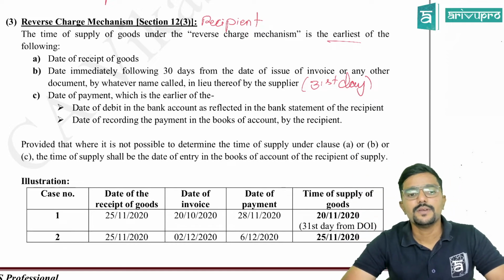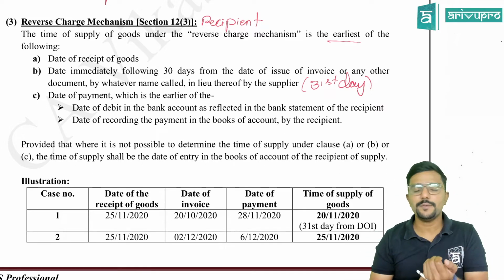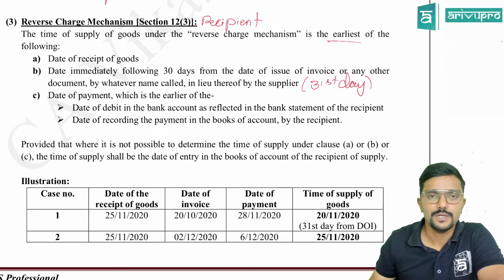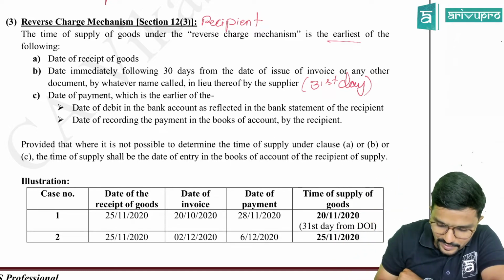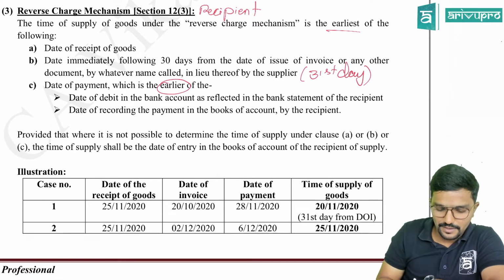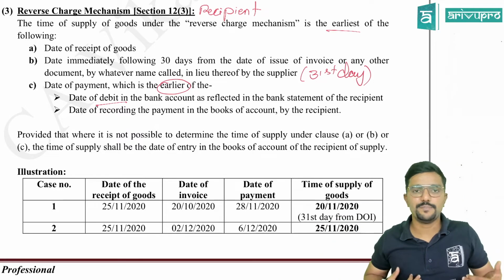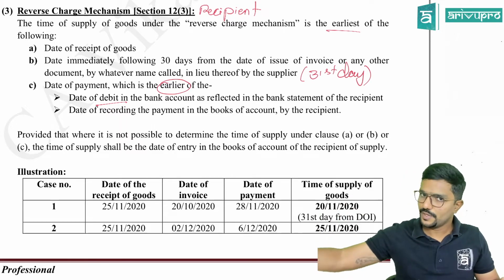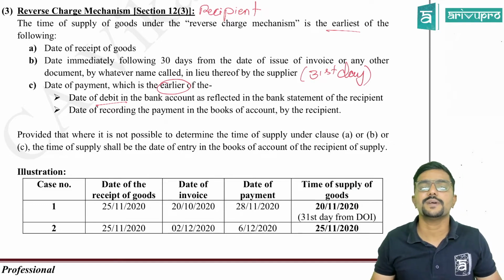Next, C, date of payment. Now, when we are talking from the recipient point of view, is he making payment or receiving payment? Making payment. Agree? So what is the date of payment? Earlier of the following 2 dates. Which are those? Date of debit in the bank account as reflected in the bank statement. So assuming I am the recipient, the date on which my bank account is debited, or the date of recording the payment in the books of accounts by the recipient.